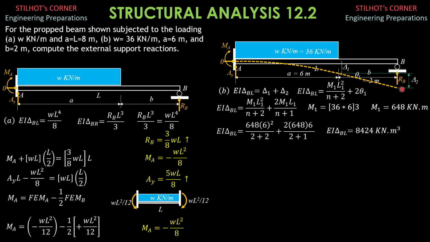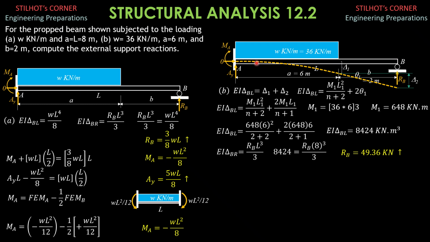Then due to the reaction at B, it is reaction at B L cubed over 3, just like here. Reaction at B L cubed over 3, where L is 8 because B is acting at the other support B. So we equate the two. So 8424 equals RB times 8 cubed over 3. So from here, we can now solve for the reaction at B, and it is equal to 49.36 kilonewtons upward.